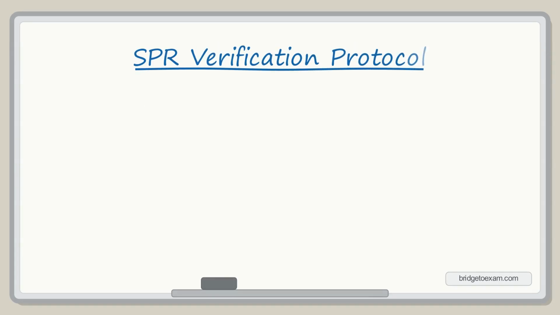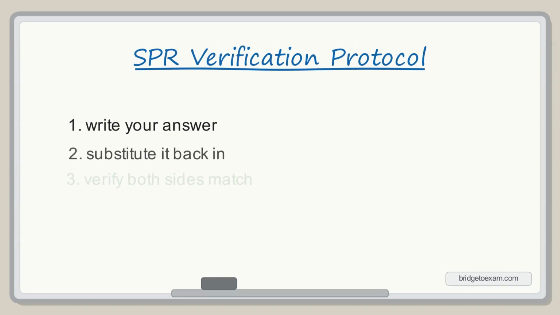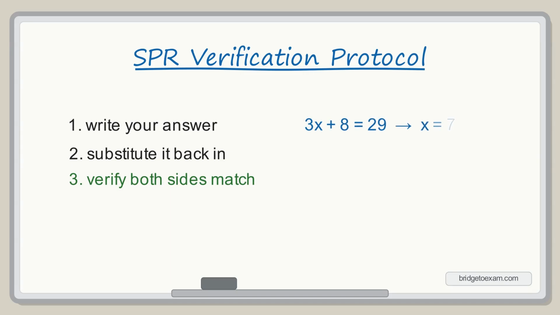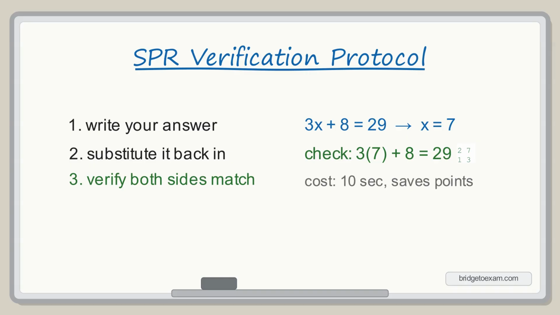Because there are no answer choices to sanity check in SPR, always verify. Write your answer, substitute it back into the original equation, and confirm both sides match. For 3x plus 8 equals 29, you get x equals 7. Plug it back. 3 times 7 plus 8 is 29. It checks. 10 seconds of work often recovers 1 or 2 points per section.